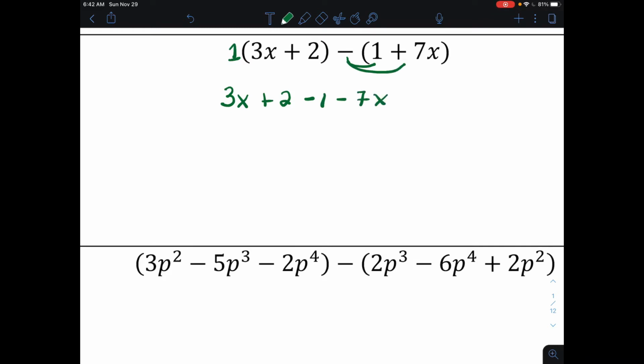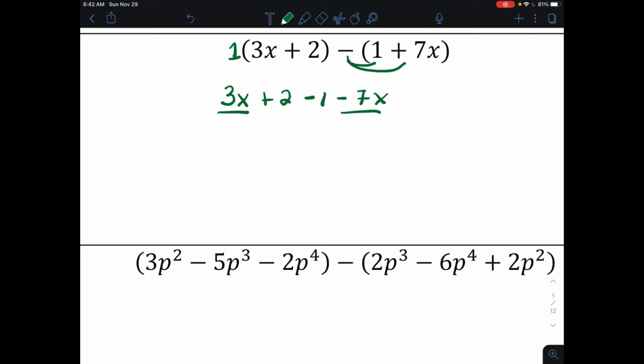So that makes minus 1, and then I have to distribute it to that 7x, so minus 7x. And then we go through and we combine like terms. So let's combine our x's first. 3x and negative 7x makes negative 4x. And then I have positive 2 and a negative 1 to put together. That leaves me with a positive 1. So we combine like terms, and that's what we get.